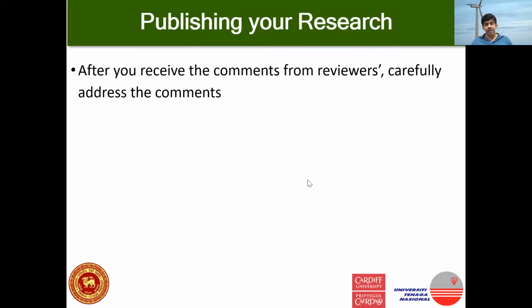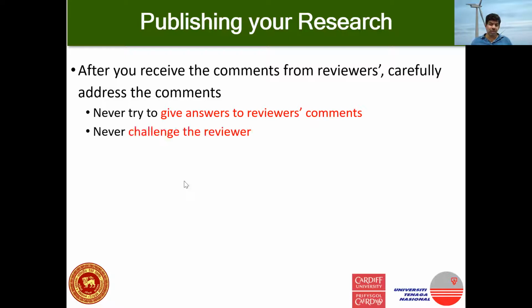Now, it's very important that when you are doing the revised version of the paper, you address the reviewers' comments very carefully, because never try to argue with the reviewers' comments. The reviewer might say something which is completely untrue, but you need to be diplomatic. Don't say that you don't know the subject, I know it, that's why I wrote it like this, and that's the end of the story. You will never get that paper published. Never challenge the reviewer.